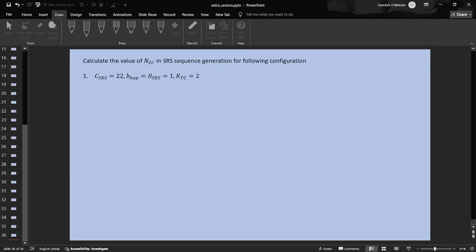So here we have this SRS sequence. We know SRS sequences are created from Zadoff-Chu sequences, and we also know that the underlying base sequence is of prime length, because in that way you can generate the maximum number of orthogonal sequences. So what is the value of NZC for this case? For this, information is needed, so let me give you that also. MSRS 1 is 44.